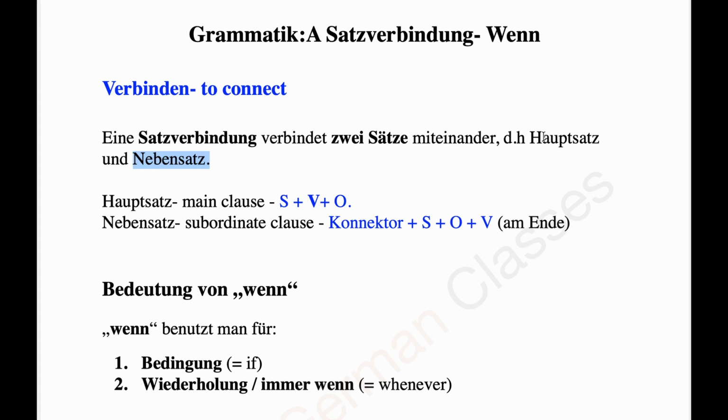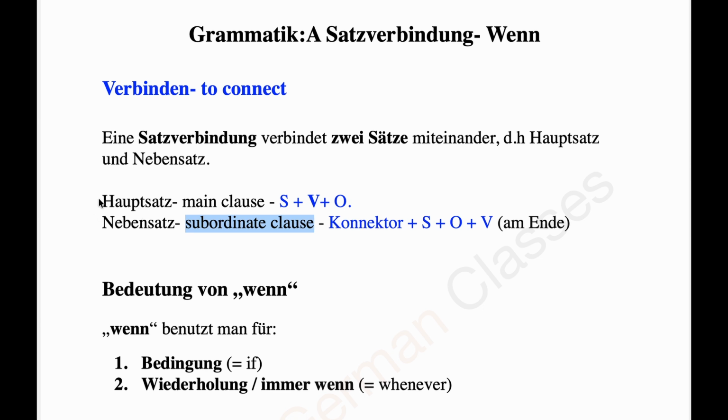So in English, we know that Hauptsatz is called main clause. The other name for this is independent clause. Okay. And Nebensatz in English is called subordinate clause, or we can call it dependent clause. Okay. So in English, these are the meanings. But in German, the main difference between these two is the sentence structure.